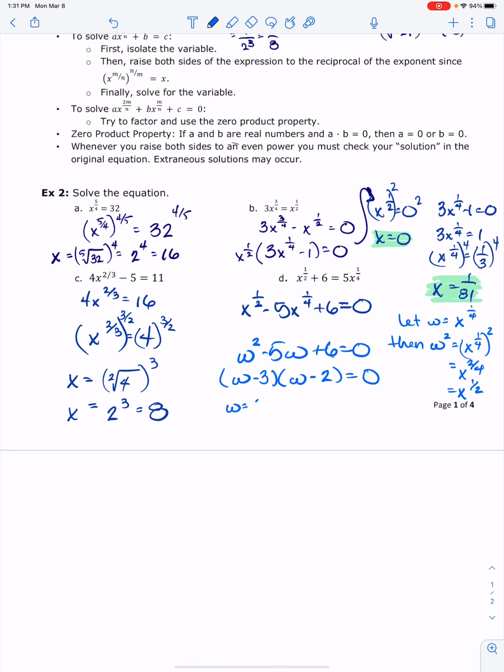So I've got w equals 3, w equals 2. Again, my w, though, is x to the 1/4. I'm going to raise both sides to the 4th power. And I'm going to squeeze in my solutions over here. 3 to the 4th is 81. 2 to the 4th is 16.